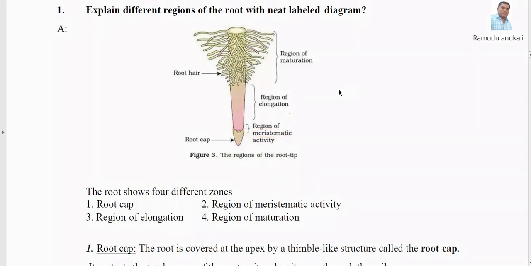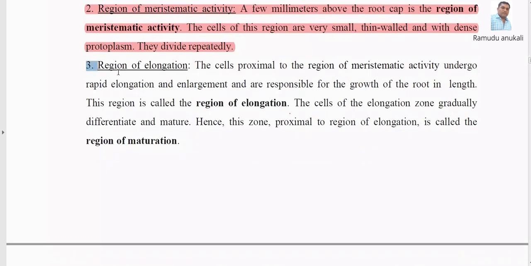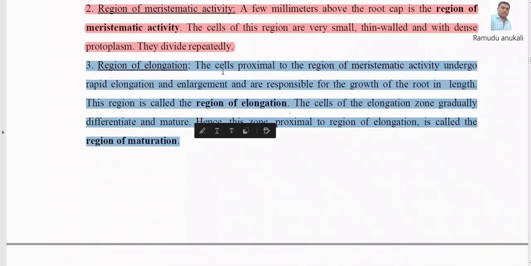Now the third part, the region of elongation. The cells proximal to the region of meristematic activity undergo rapid elongation and enlargement and are responsible for the growth of the root in length. This region is called the region of elongation. The cells of the elongation zone gradually differentiate and mature. Hence, the zone proximal to the region of elongation is called the region of maturation.